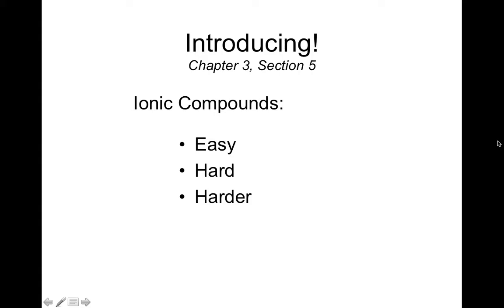All right, so Intro, Chapter 3, Section 5 is about ionic compounds, and more specifically, it's about naming ionic compounds. Looking at my text right here, it's called Formulas and Names, okay? And we're going to find that there are three different kinds: the easy ones, the hard ones, and the ones that are more difficult yet.